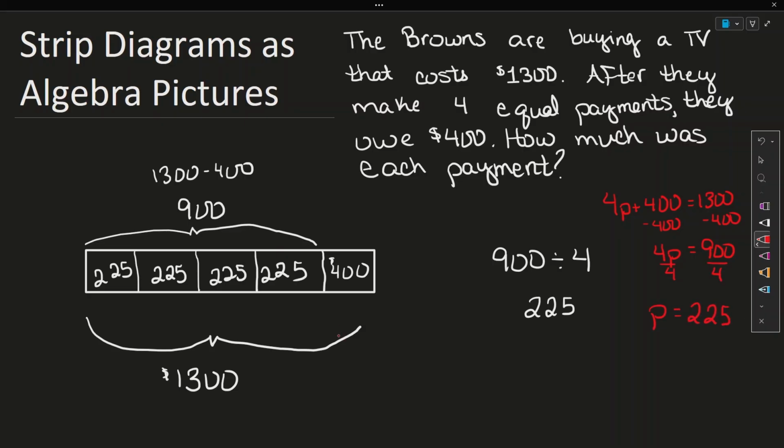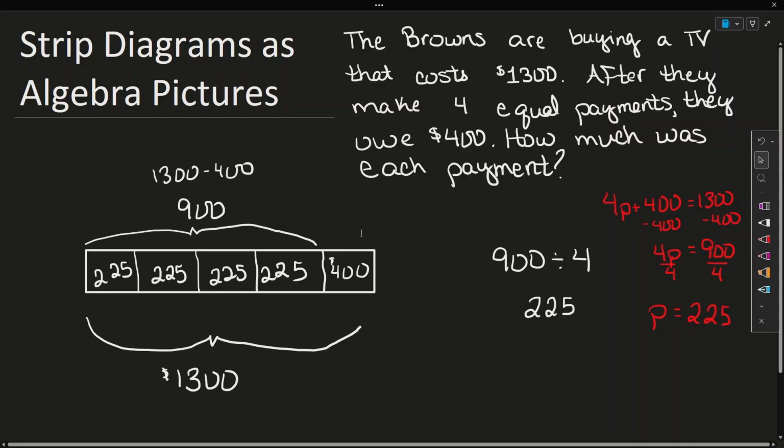The strip diagram showed us the exact same relationship, and we did the exact same steps. We subtract 1,300 minus 400, and then we divided that result by 4. Now let's try another problem.